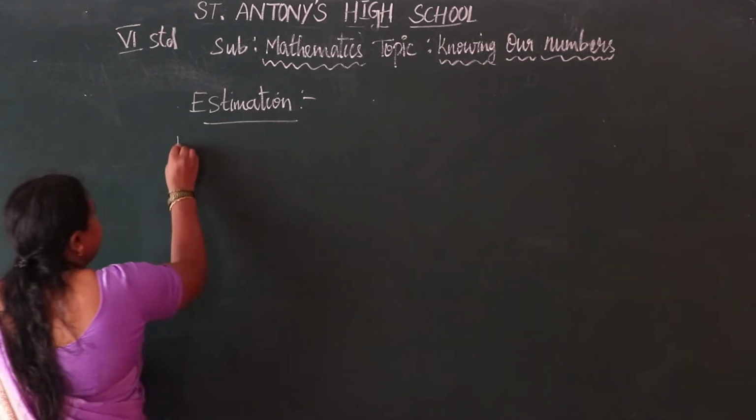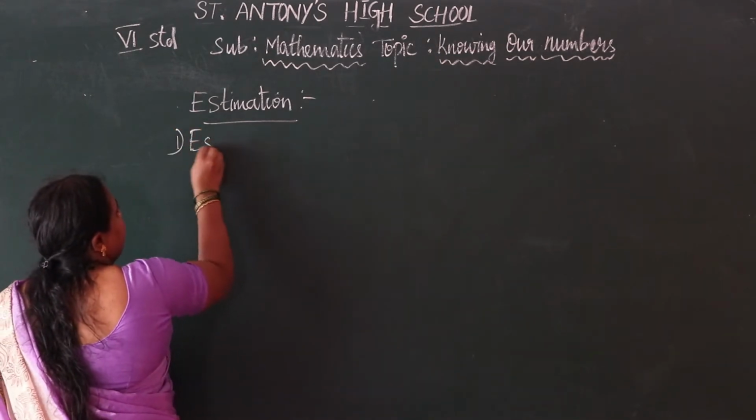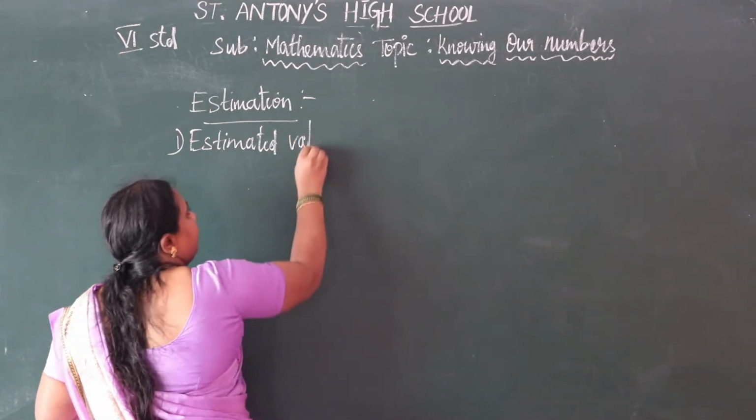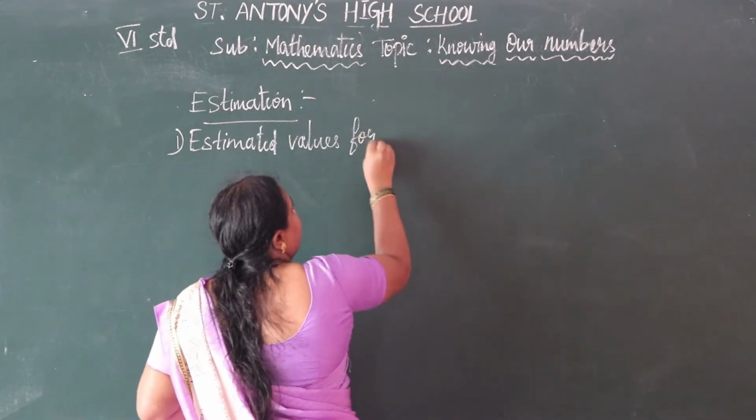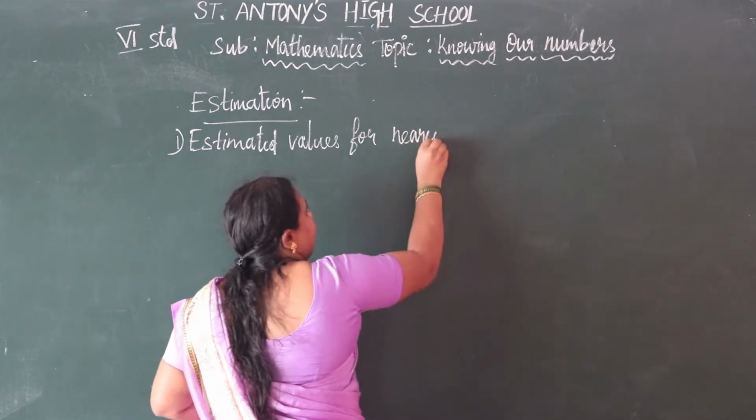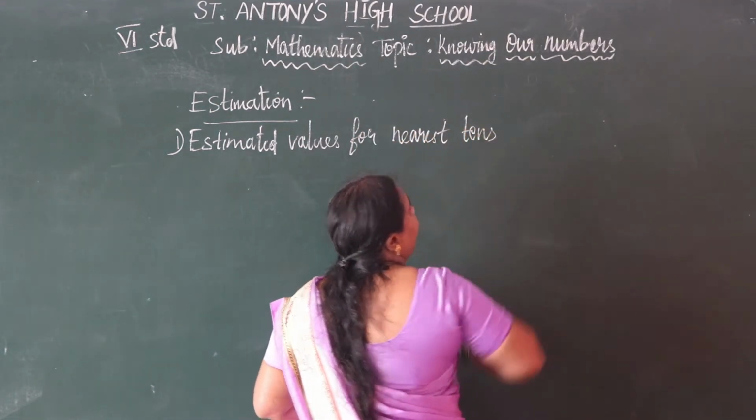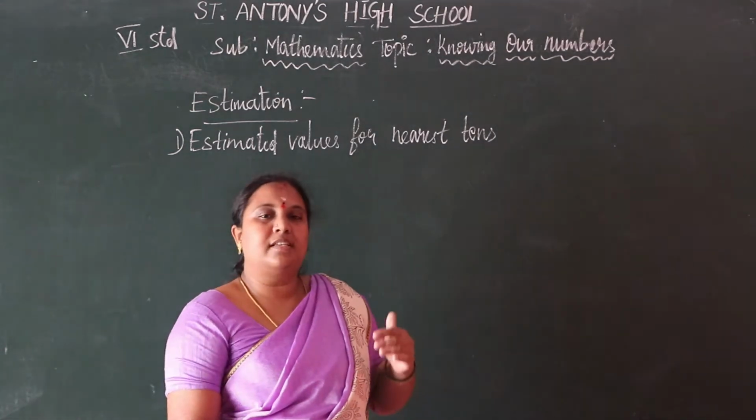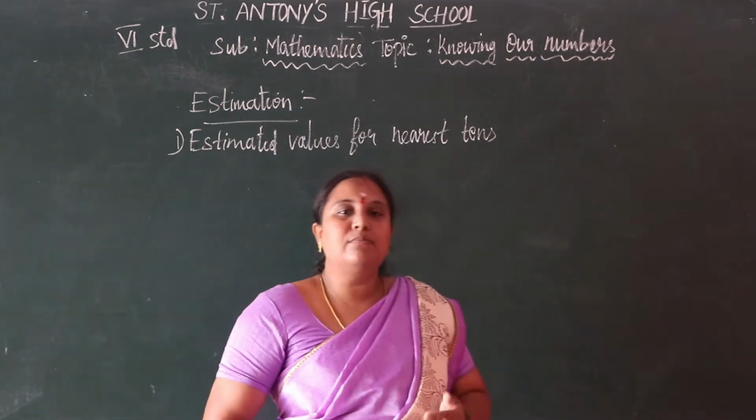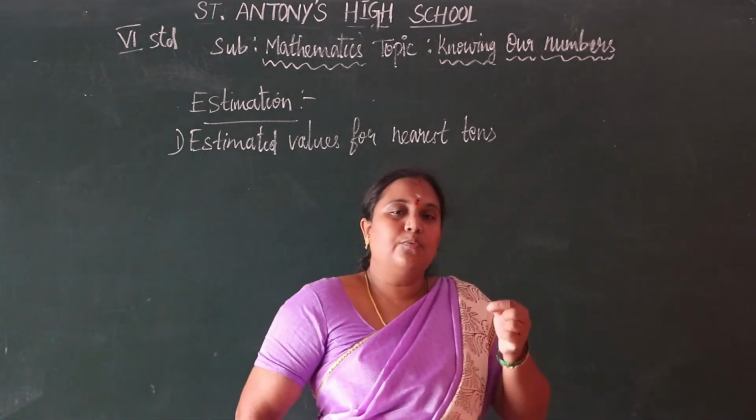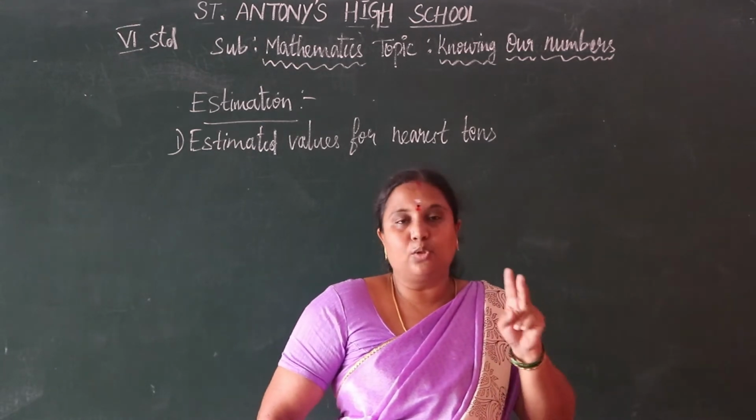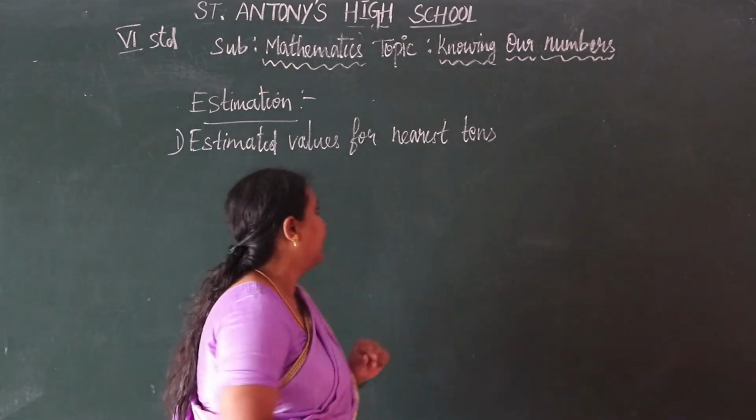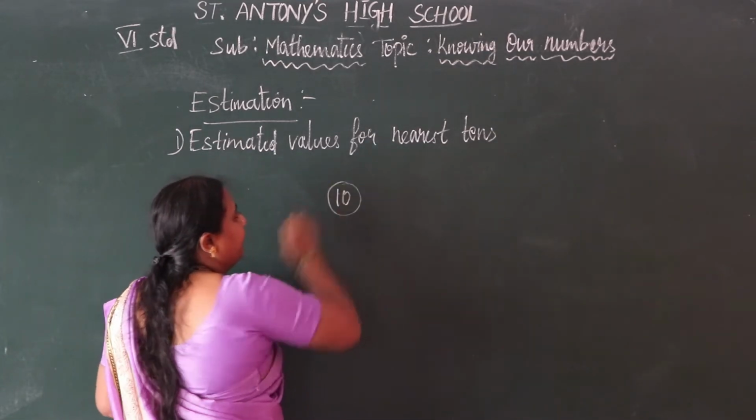The first one, estimated values for nearest tens. So for rounding off tens, what are the rules, what are the conditions here to round off the estimated values? We are taking 10, the smallest two-digit number. We are rounding off 10.